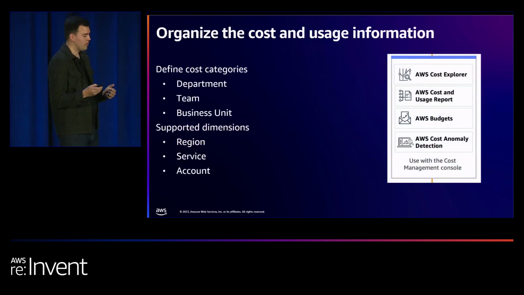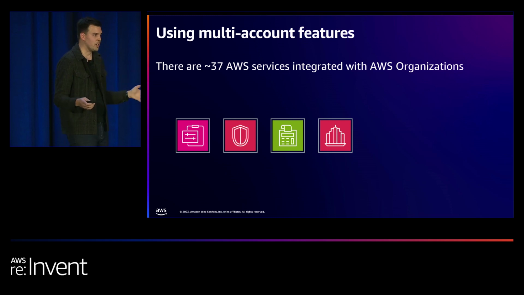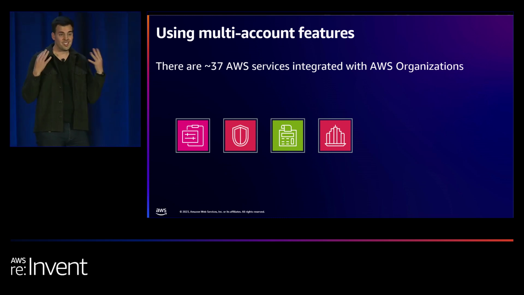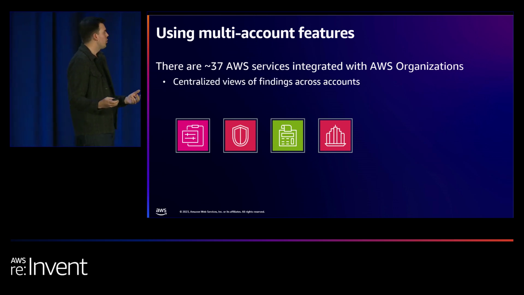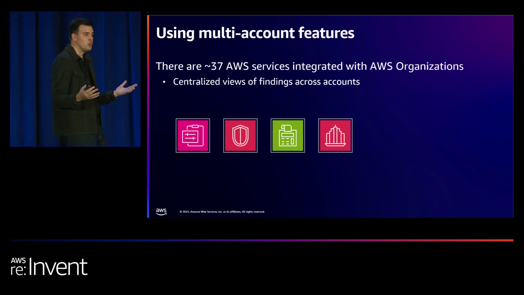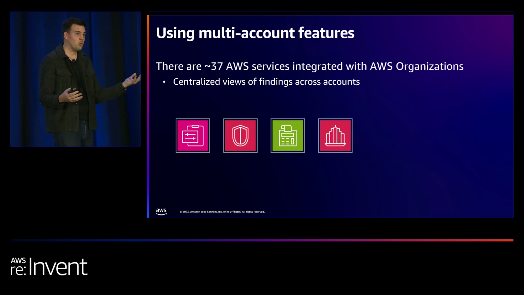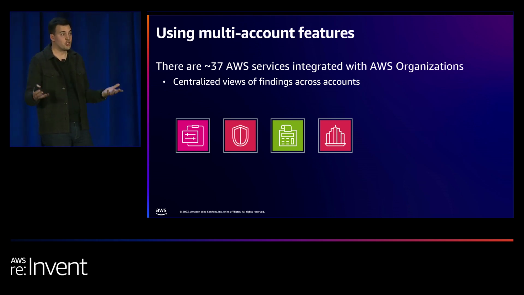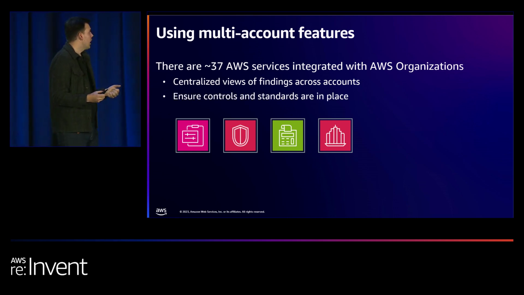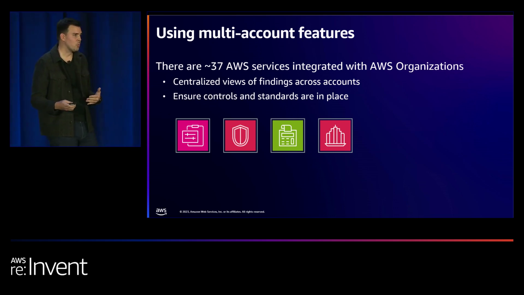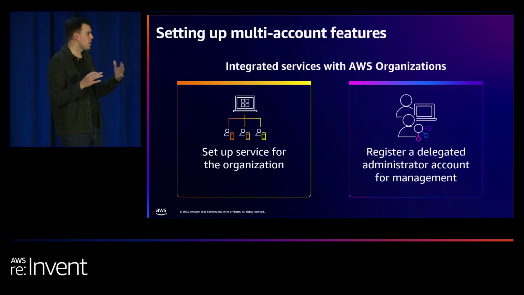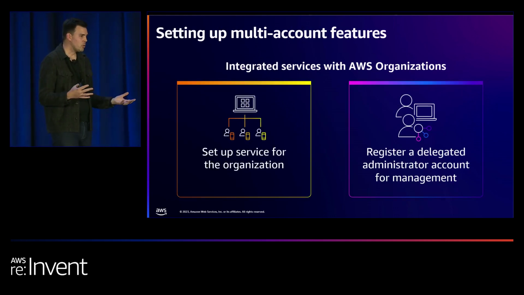So there's a number of different services that are enabled with organizations, and it means that these services are able to see your organization. It sees your structure, it sees the accounts within your organization, which will allow you to have a centralized view of findings across accounts. This is important for cost, but also important for something like security findings as well. And then also you can use them to ensure that standards and controls are in place as well across the services that you're utilizing.